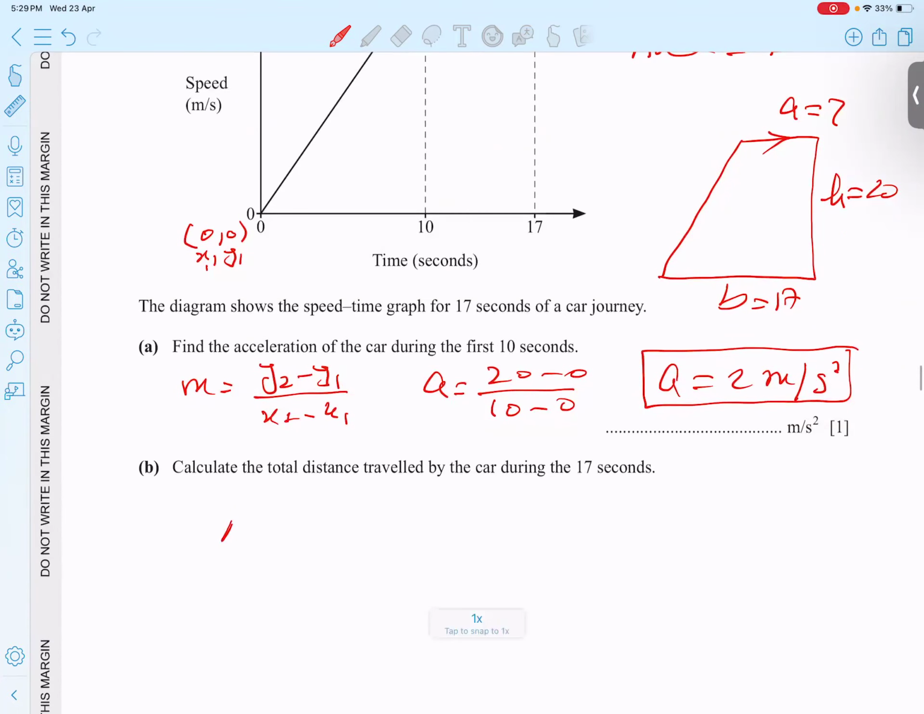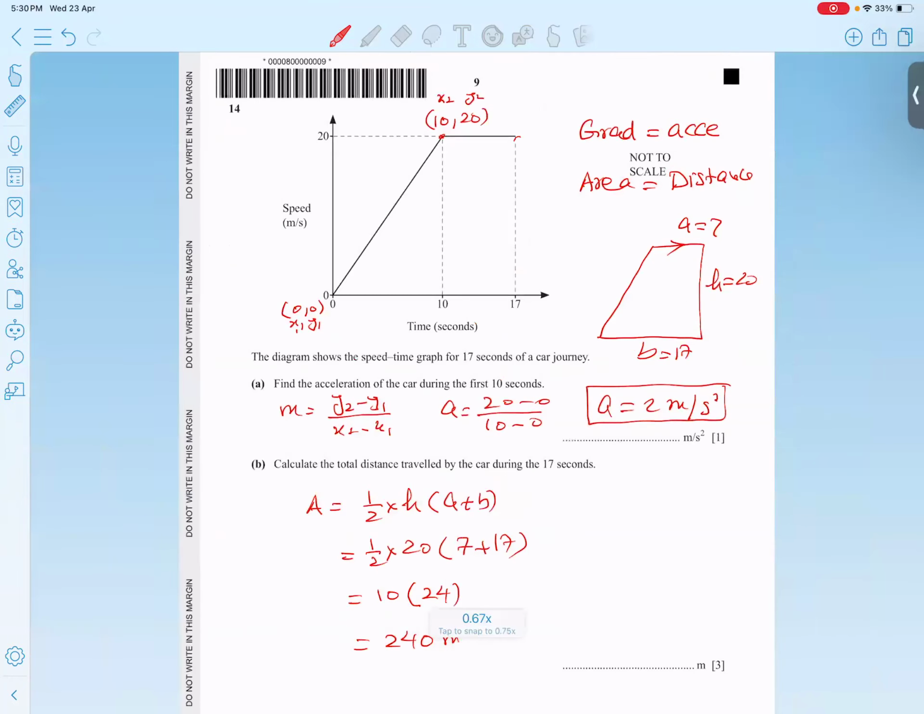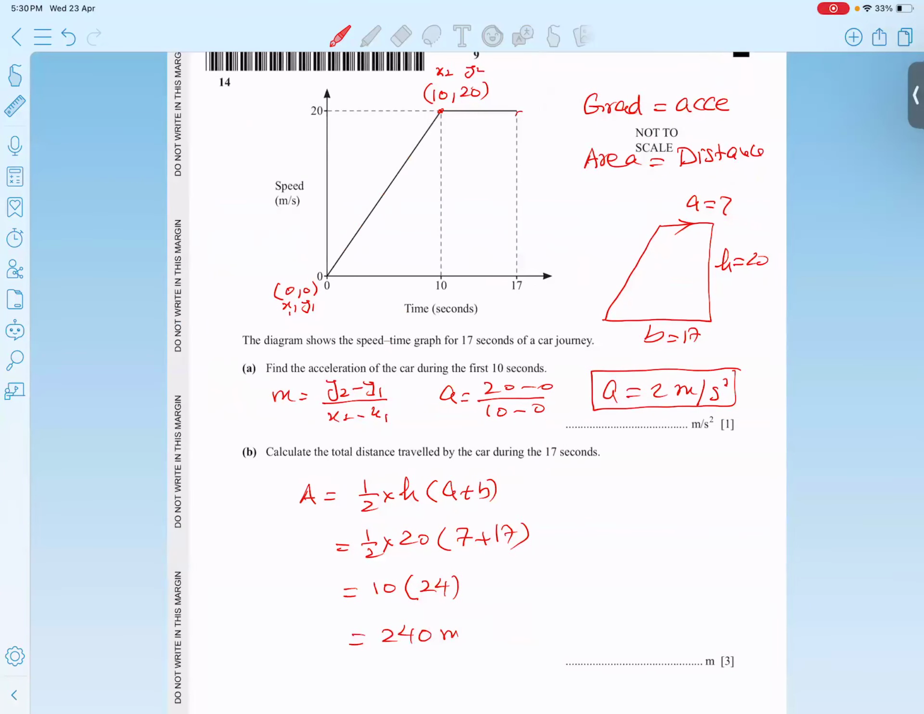Now I'm writing the formula of the trapezium, half times h times a plus b. H is 20, A is 7 and B is 17. Try your level best to use the calculator less. Look at this 10, don't multiply inside. This is 24. And 24 times 10, just put an extra 0 with 24. That's it. I hope you understood very well. Whenever you get a 10, there's no need to simplify first. I think the concept is clear. Let's go for the next question.